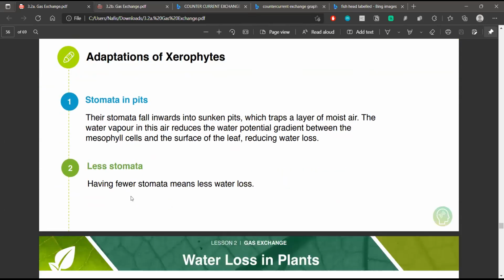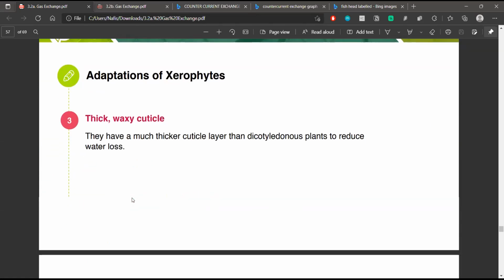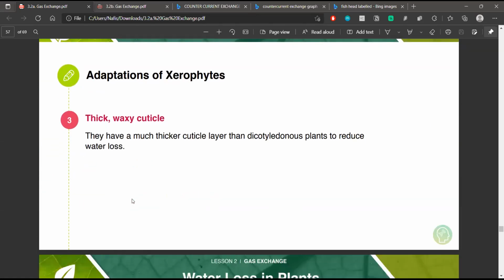They also have fewer stomata. Fewer stomata also means less water loss. A thick, waxy cuticle, again, reduces water loss through transpiration.